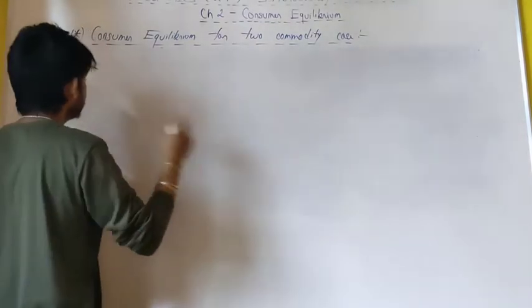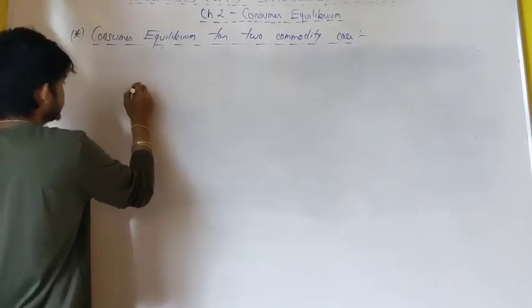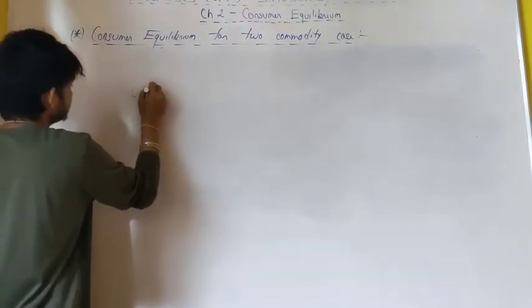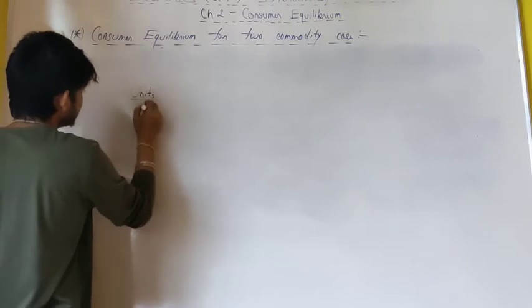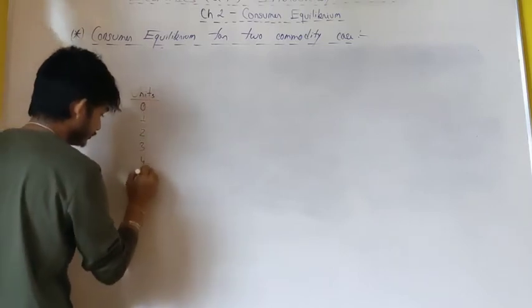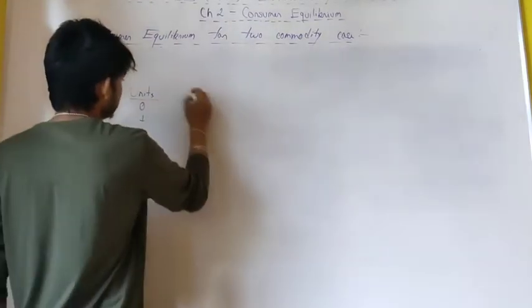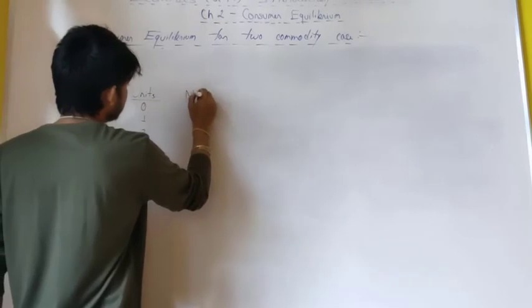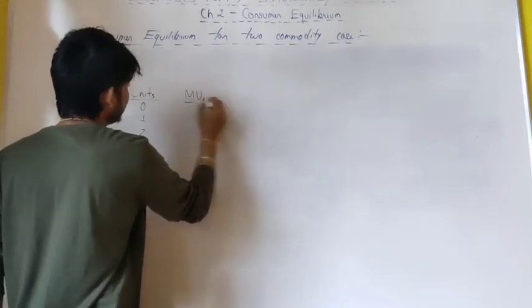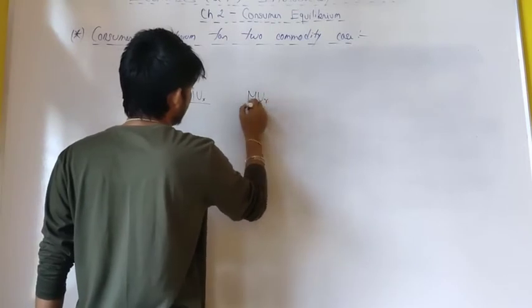Well, let's start. So first we will be needing units consumed, units. So let's start it from 0, 1, 2, 3, 4 and 5. Let me take marginal utility of good X and marginal utility of good Y.